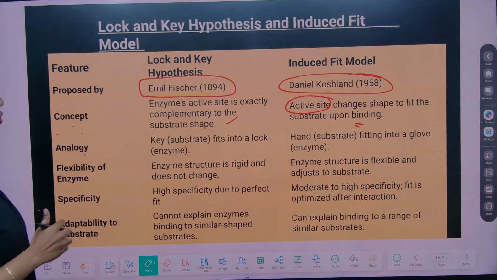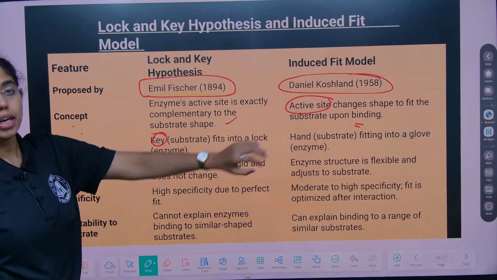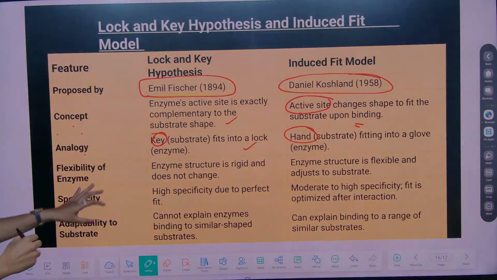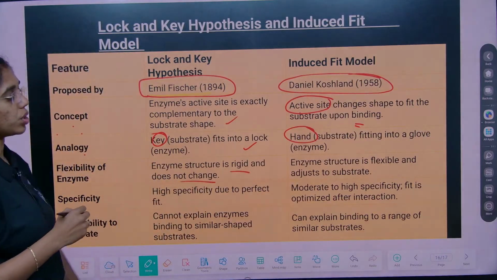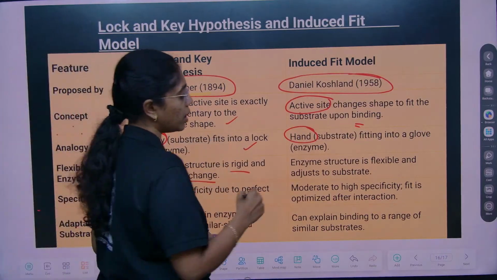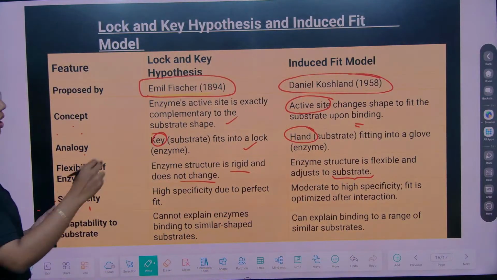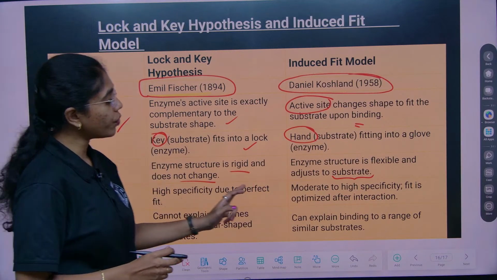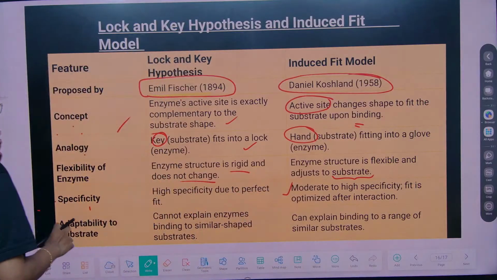In this analogy, a key fits into the lock. In this analogy, a hand fits into the glove. Here, on flexibility of the enzyme: in lock and key, enzyme structure is rigid and does not change. In induced fit, enzyme structure is flexible and adjusts according to the substrate. Specificity: lock and key hypothesis is highly specific. Induced fit model specificity is moderate to high.